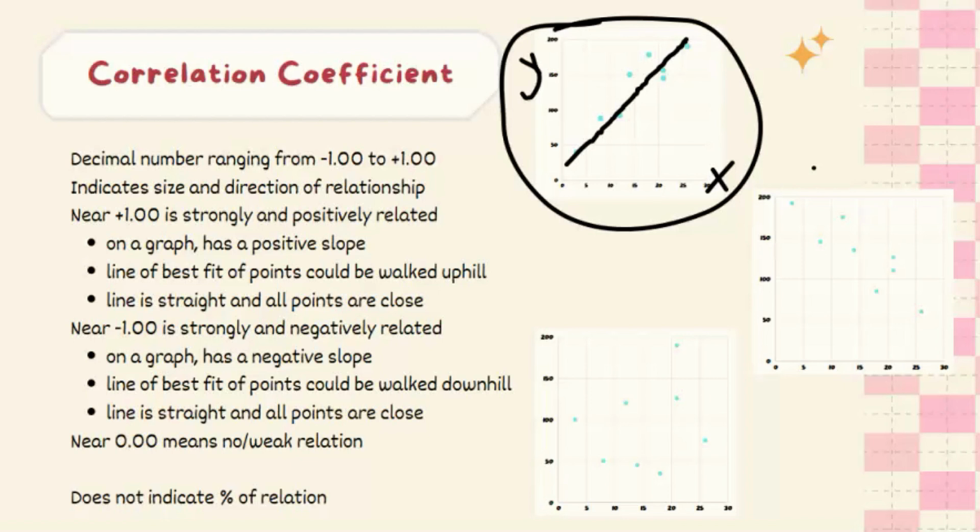And this line would have a positive slope, or we could like walk uphill, walk up the mountain that our line has created. And our line is straight and all of the points are close. So the closer the points are to this line of best fit that I could potentially create, the stronger my relationship is. The positive part comes in by saying as x increases, or as x goes from 0 to 5 to 10 to 15 and so on and so forth, y is also increasing.